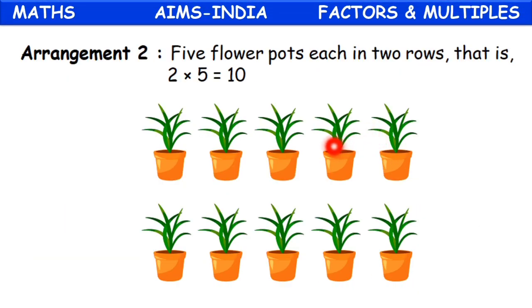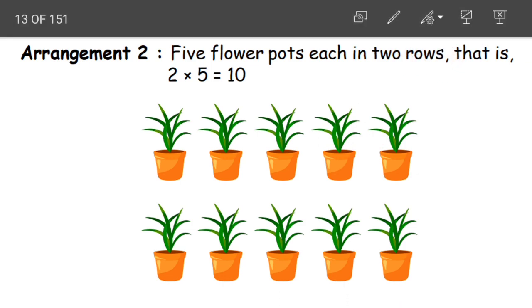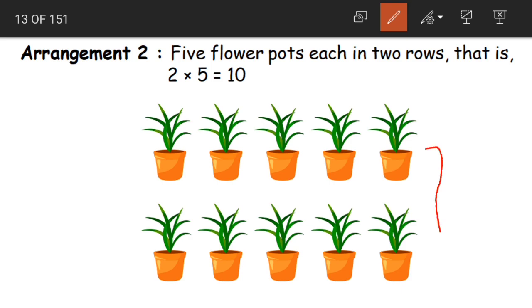Next, arrangement 2. 5 flower pots in each of 2 rows. Again, now how are we going to arrange? We are going to arrange it in 2 rows, children, so that in each row we'll get how many pots? 5 pots. 1, 2, 3, 4, 5. Then 1, 2, 3, 4, 5. So we're having 2 rows, and in each row there are 5 flower pots. So 2 5s are 10.